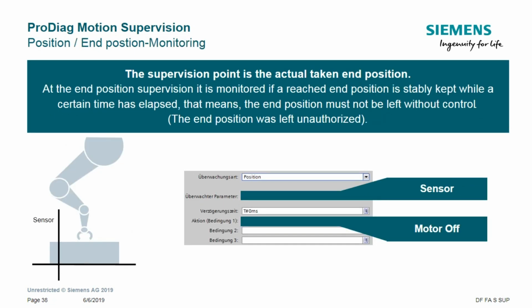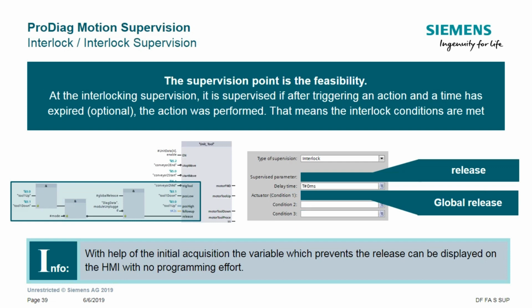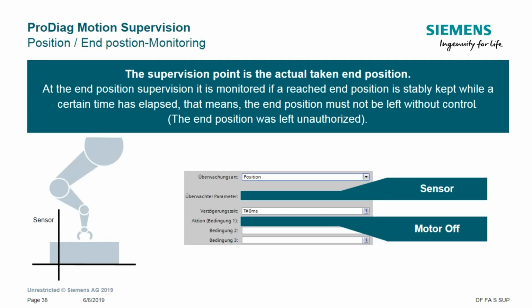Okay. Position, I guess that's clear. As soon as the sensor is still active, the motor is still off. The other way is when sensor is false, motor is on.